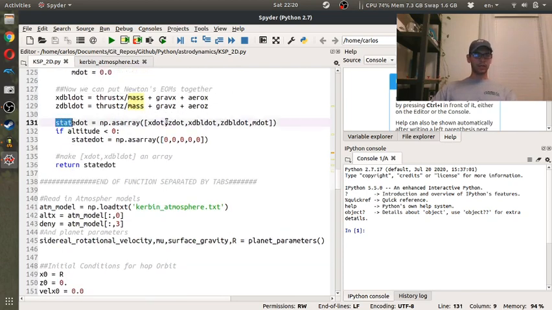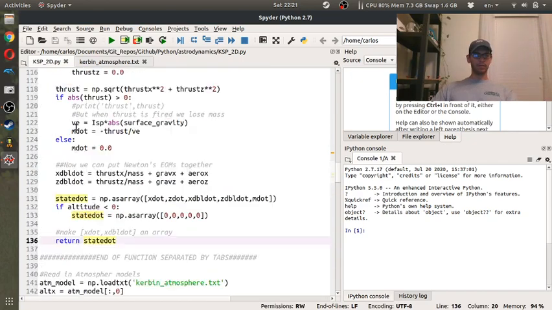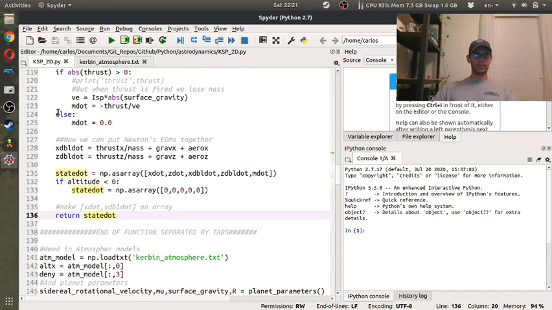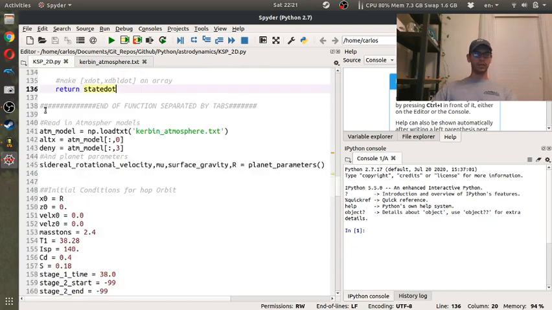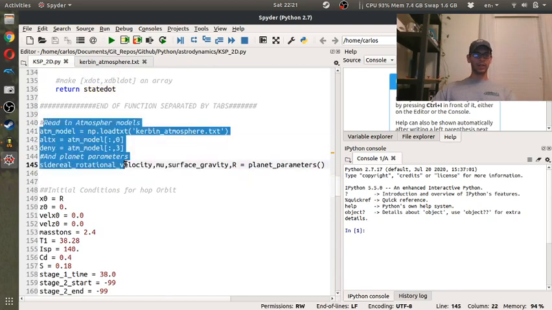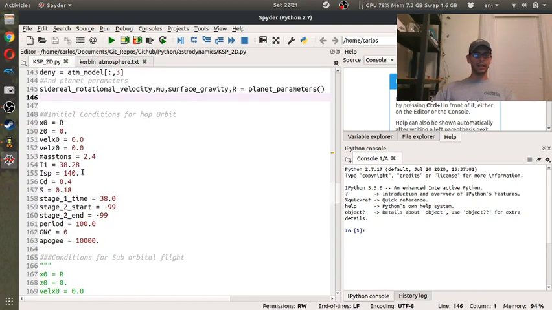All right, so then I create the state vector here: x dot, z dot, x double dot, z double dot, and the mass dot, and then I return that state dot, and this is just the derivatives routine. These are all functions here, or called definitions, really. So this is where the code actually kicks off. I read in the atmosphere model, and then I create initial conditions.